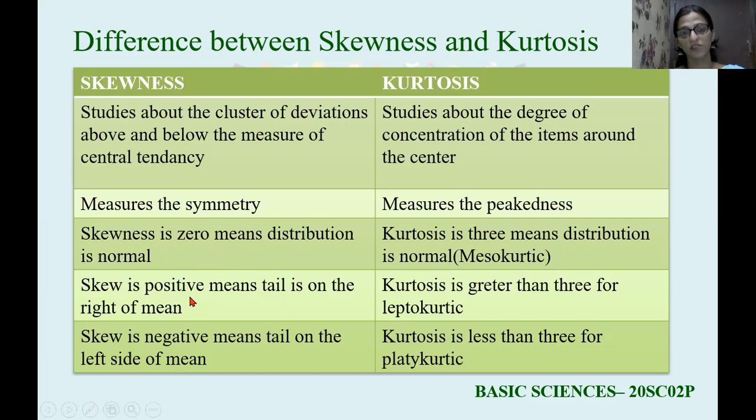Then when will skewness be positive? Skewness positive means the tail of the distribution curve is to the right of the central value or the mean, and more data is concentrated after the mean. Kurtosis greater than 3 means it is leptokurtic. When is skewness negative? Skewness negative means the tail of the distribution curve is on the left side of the mean, and more data is distributed before the mean. Then kurtosis less than 3 represents a platykurtic distribution.